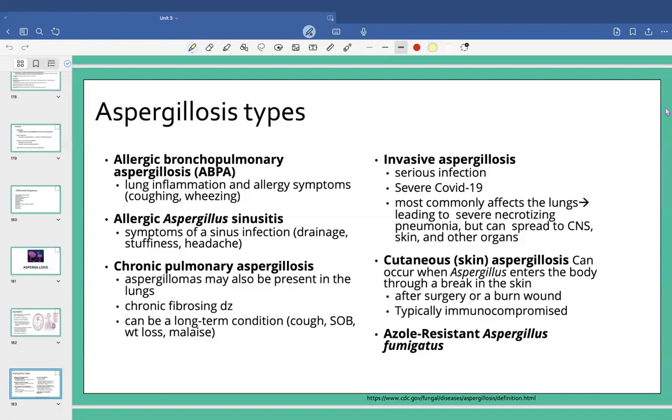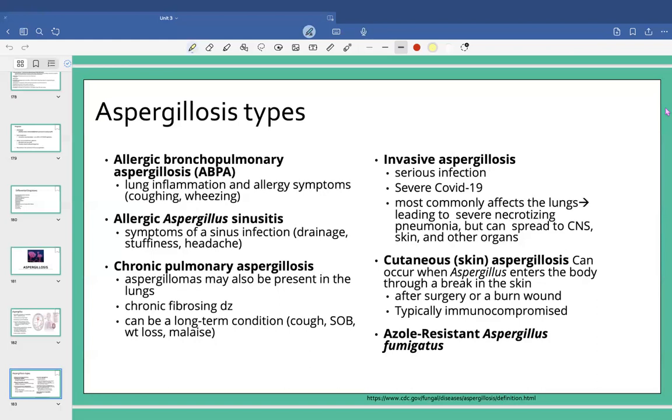The third form, for the sinus patients, those patients, you'll also find polyps in their nose.